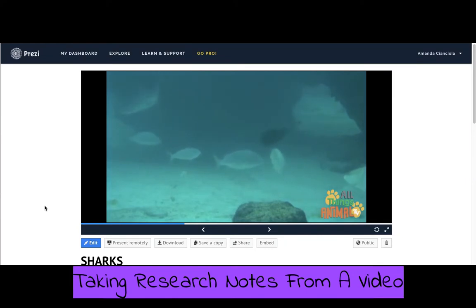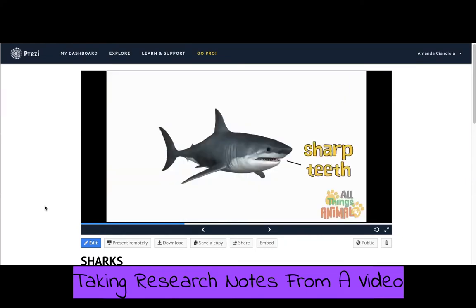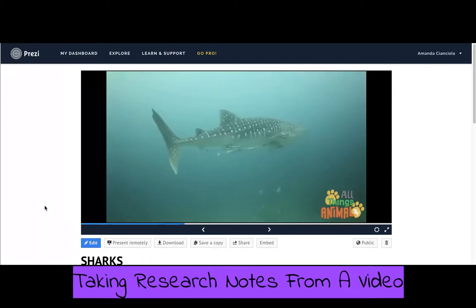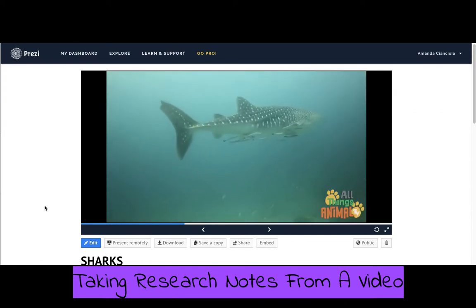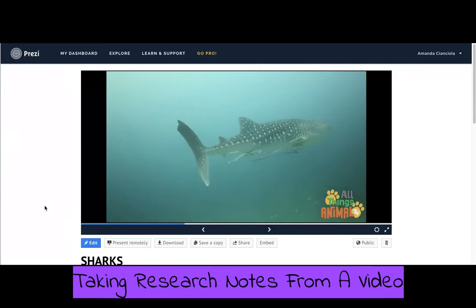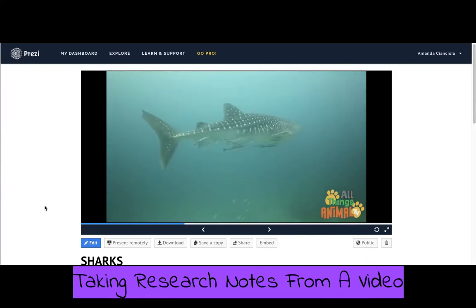Sharks are large carnivorous fish with sharp teeth, a dorsal fin on their back, and strong, powerful tails so they can swim fast. I didn't know that part on top of a shark was called the dorsal fin. There are lots of different sharks. Whale sharks are the biggest shark.